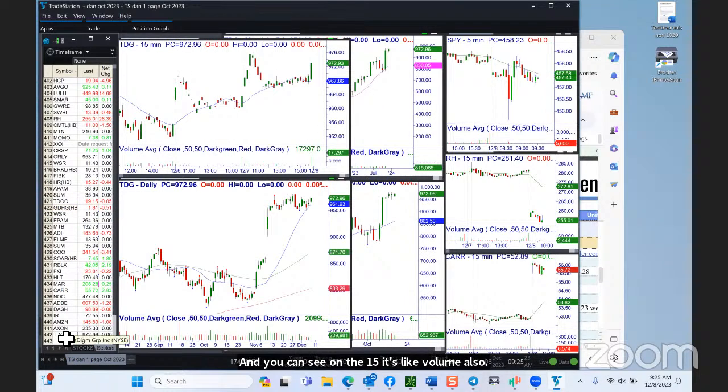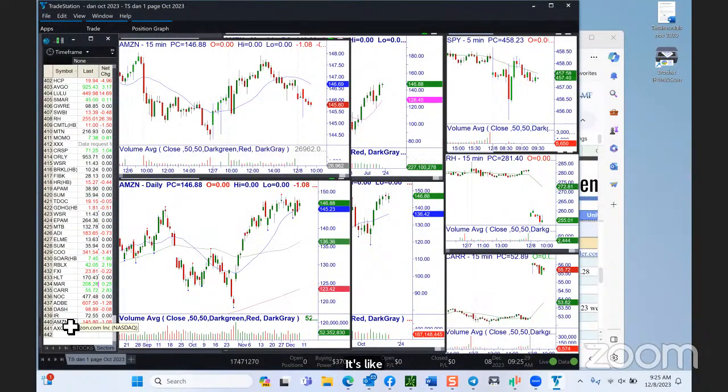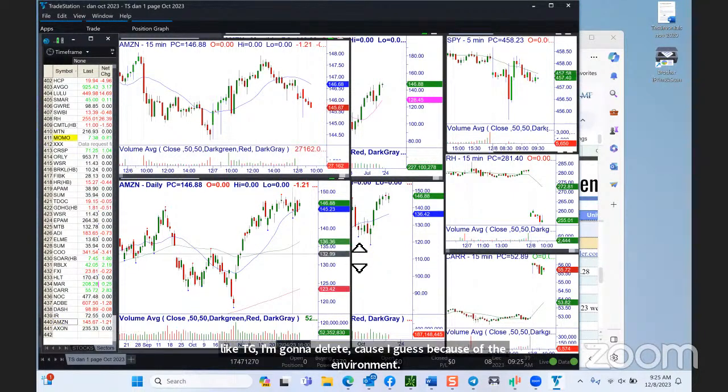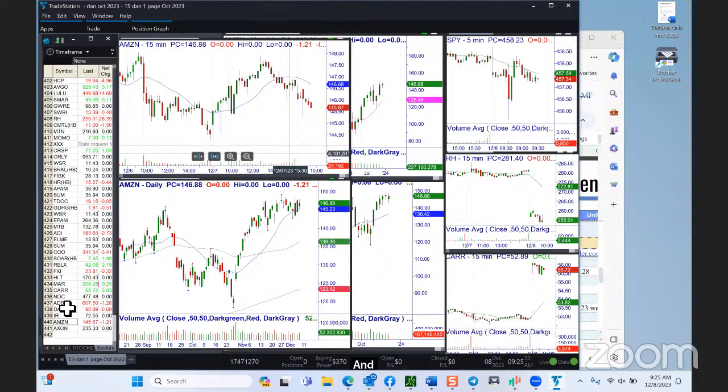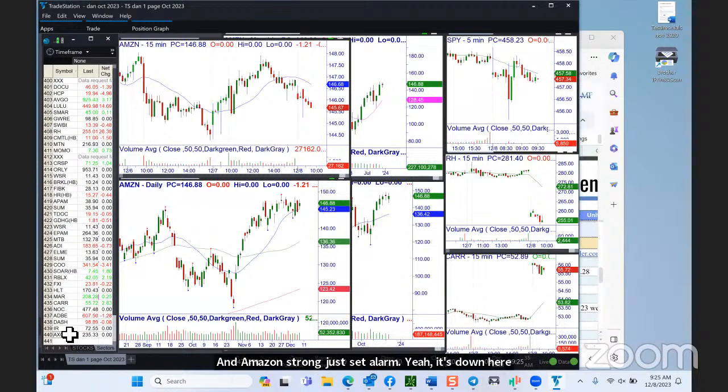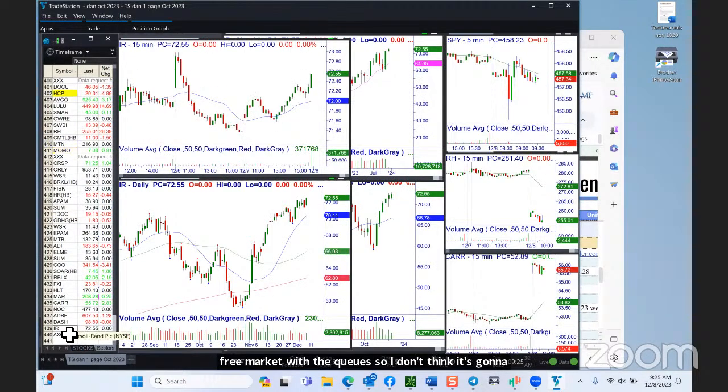So TDG, I'm going to delete because of the environment. Amazon, it's strong, just set an alarm. It's down here pre-market with the Qs, so I don't think it's going to trigger, but set an alarm. This one I like. I like the red bar ignored, and notice how this one is closer to the 20 and closer to a pivot low than TDG. See the difference? So in terms of a new trade, I like this one better.